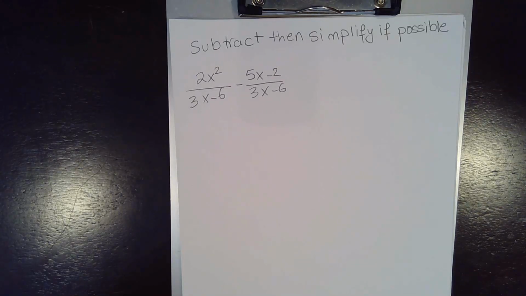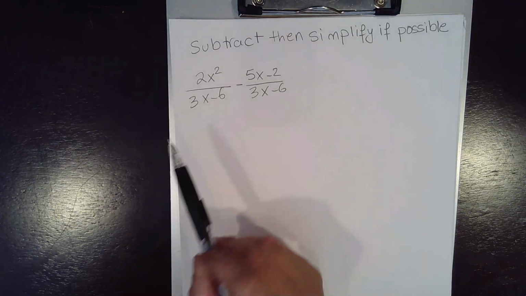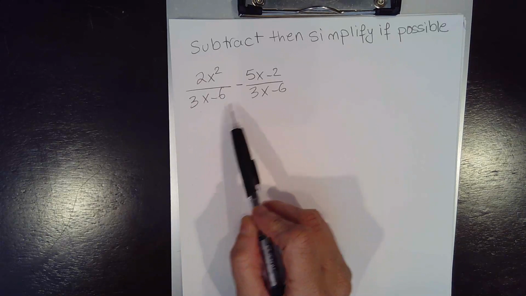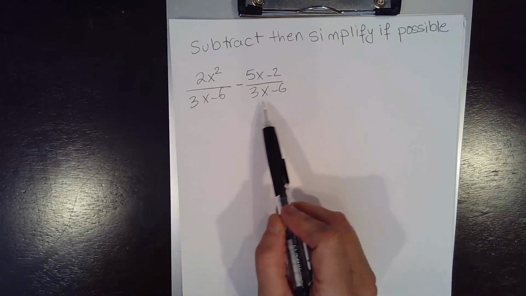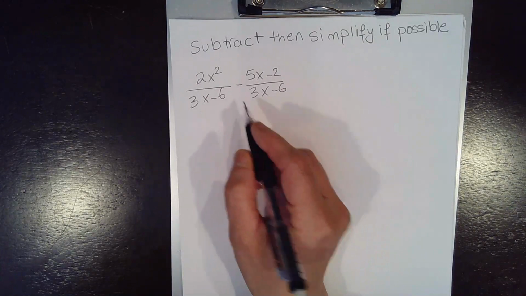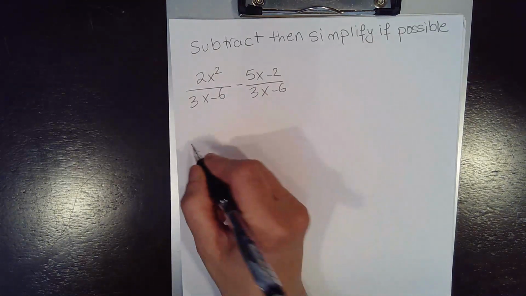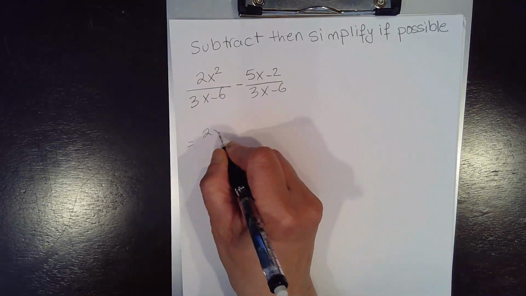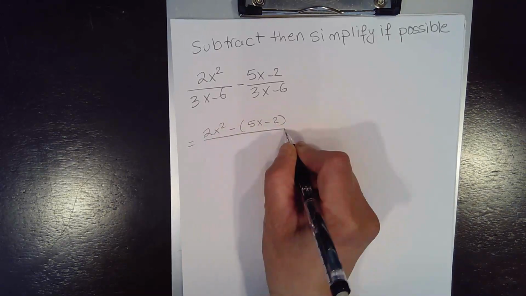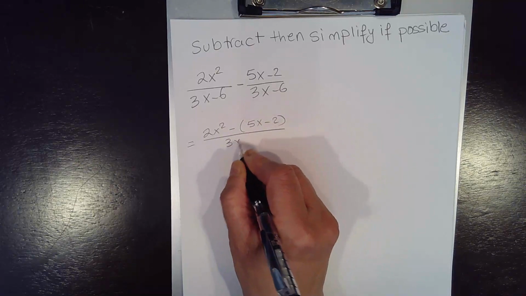Hello everybody, today we're going to subtract rational expressions and then simplify if possible. So we have 2x squared over 3x minus 6 minus 5x minus 2 over 3x minus 6. Now, since I have the same denominator, I can subtract the numerators. So 2x squared minus 5x minus 2 over the denominator, 3x minus 6.